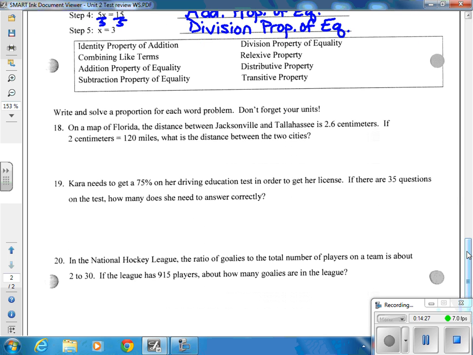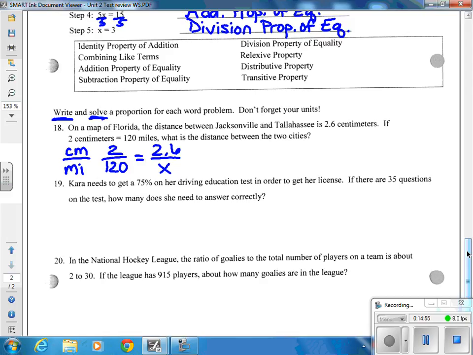You're asked to write and solve a proportion. So if you're missing either part of that, then your answer is not necessarily going to be counted as 100% correct. So for number 18, the scale is always our first part of our ratio. So we're doing centimeters over miles, right, which would give us 2 over 120. And that equals, notice the 2.6 is centimeters, so it's going to go up top where the centimeters go, and x is going to go on the bottom.